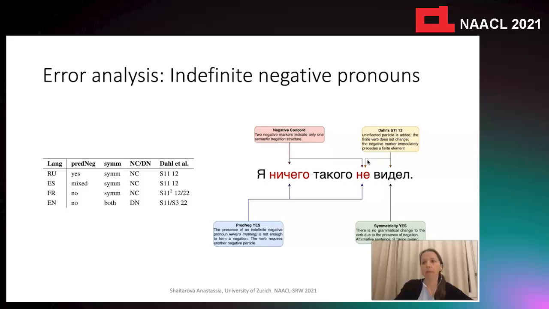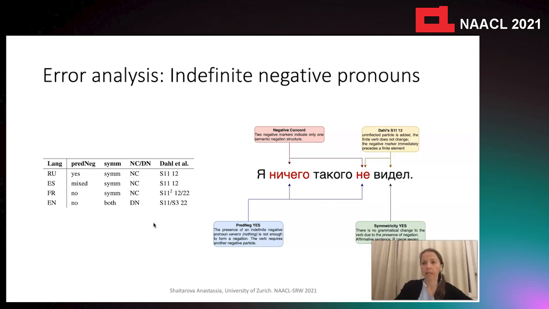Additionally, we conducted a small error analysis and investigated a prominent phenomenon that emerges in several categories of our negation typology. That is, negative indefinite pronouns, words like nothing, nowhere, nobody. The way a language handles these pronouns is reflected in both the Pred-neg and NCDN categories. This phenomenon alone classifies Russian and English as polar opposites. We'll look at the XLMR output on the Russian test set.